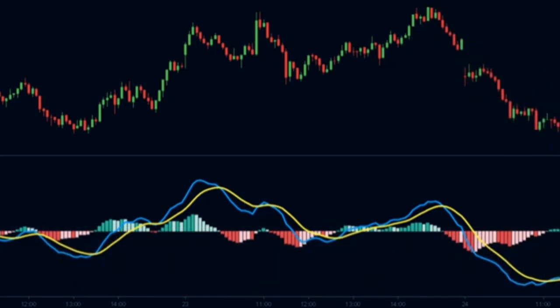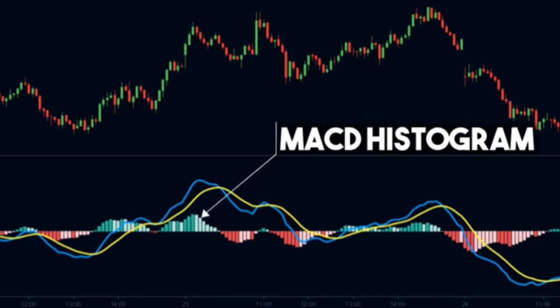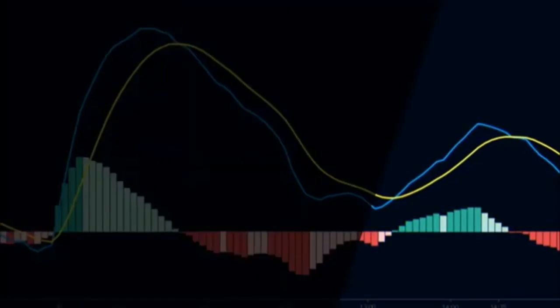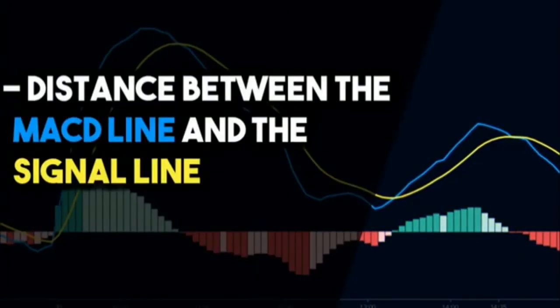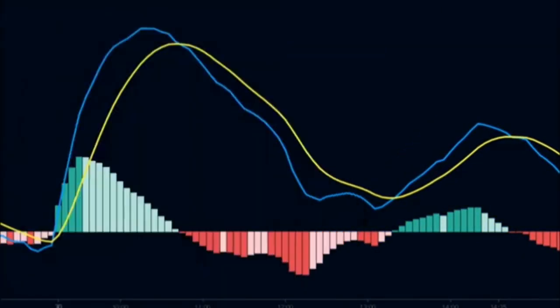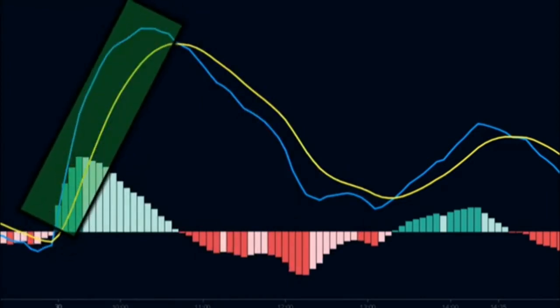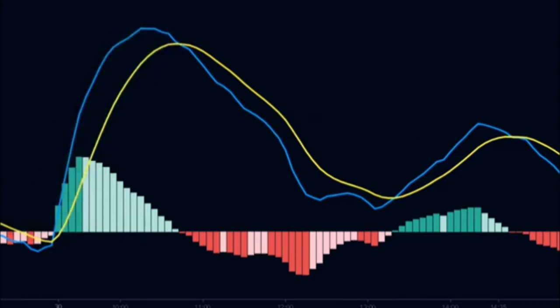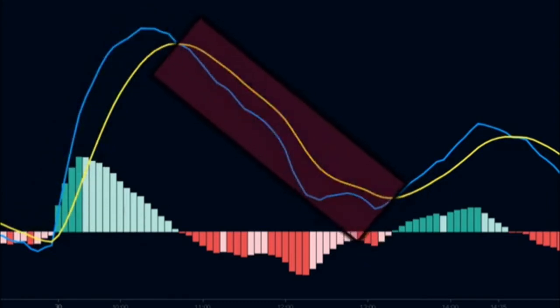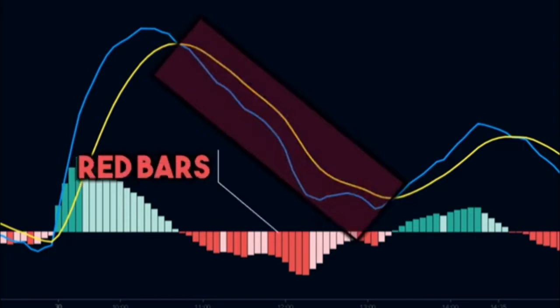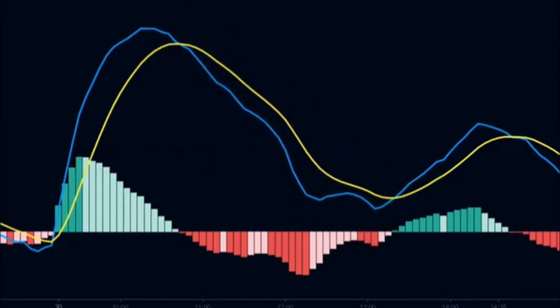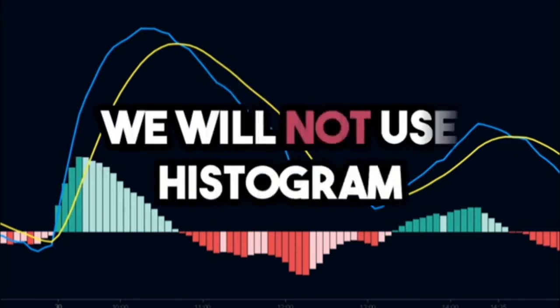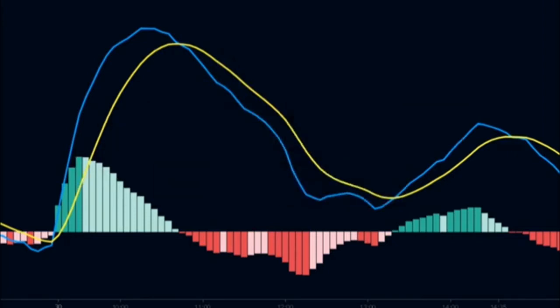Now let us bring in the last element of the MACD indicator. That is the MACD histogram. The MACD histogram shows the distance between the MACD and the signal line. If the MACD line is above the signal line, the histogram will show green bars. On the other hand, if the MACD line is below the signal line, the histogram will show red bars. The histogram is an important part of the MACD indicator, but we will not use it in our strategies.